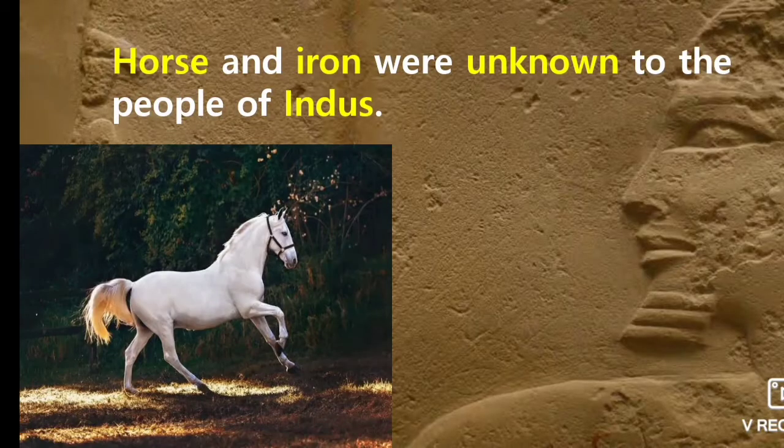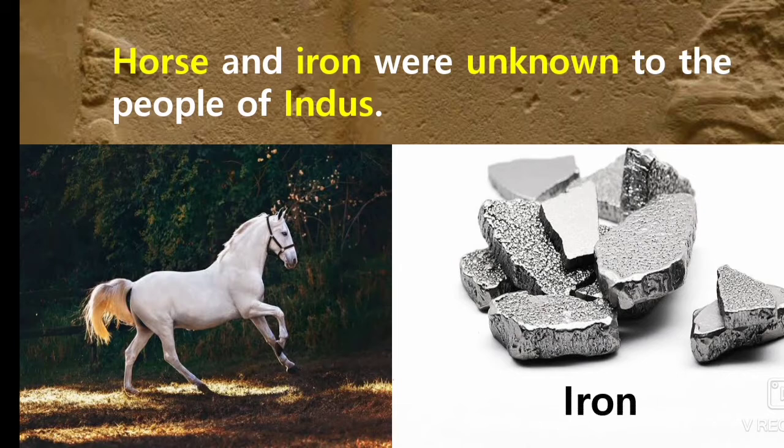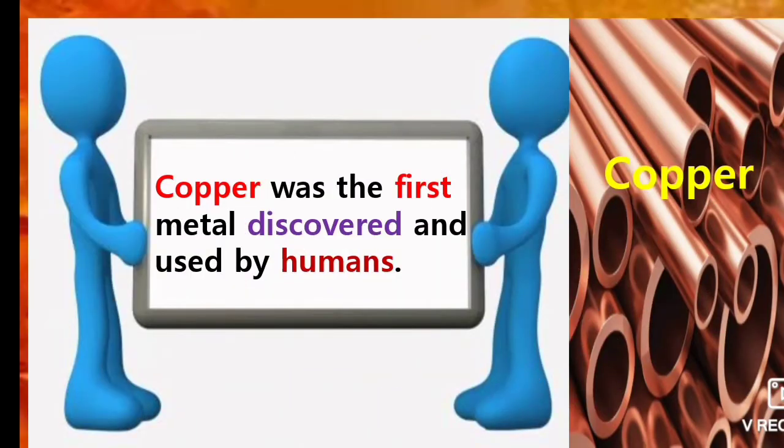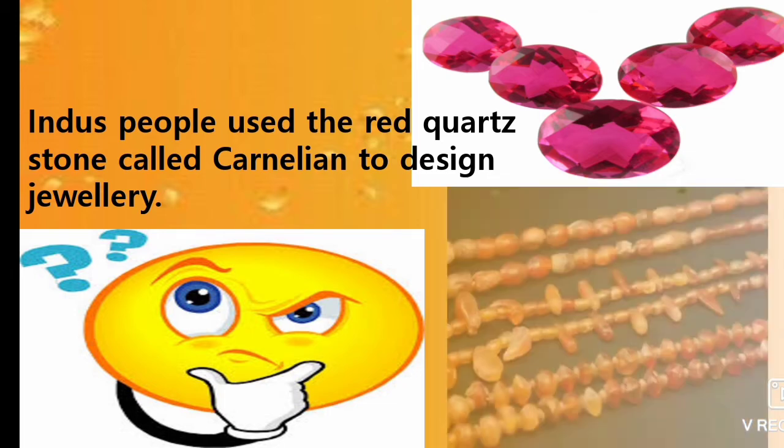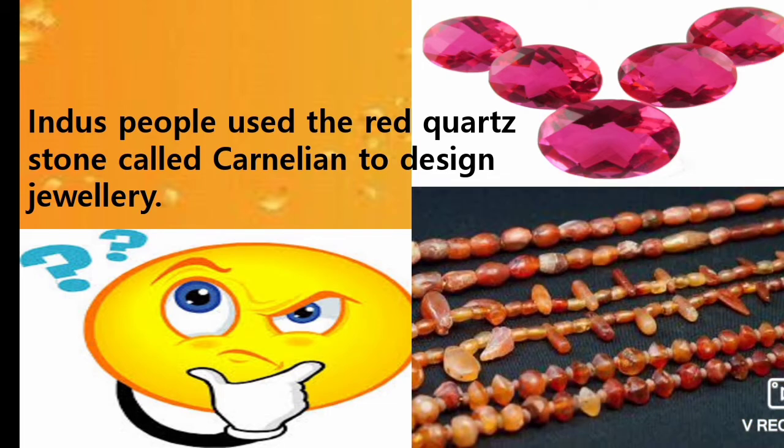Students, horse and iron metal were unknown to the people of Indus. Next, copper was the first metal discovered and used by humans. Students, do you know Indus people used the red quartz stone called cornelian? It is used to design jewelry.